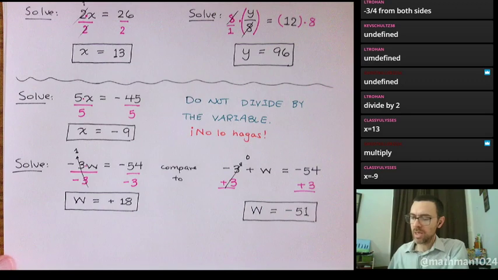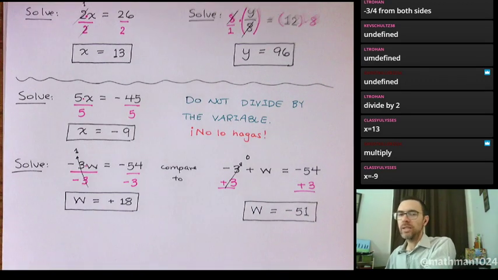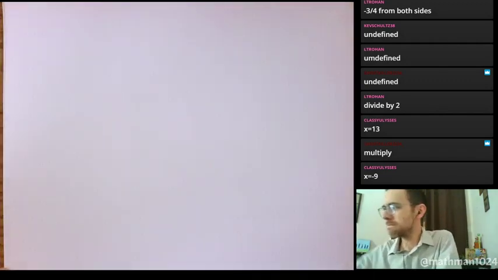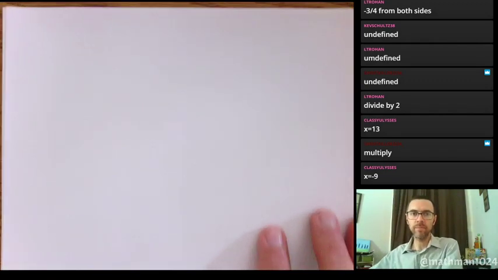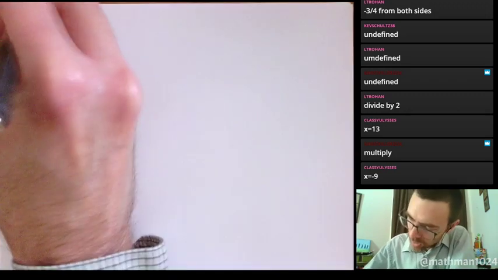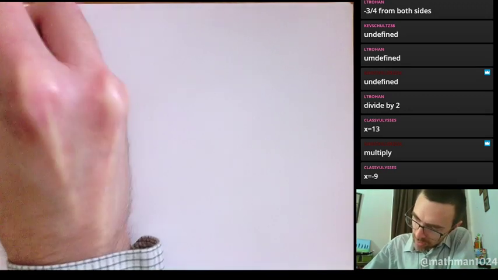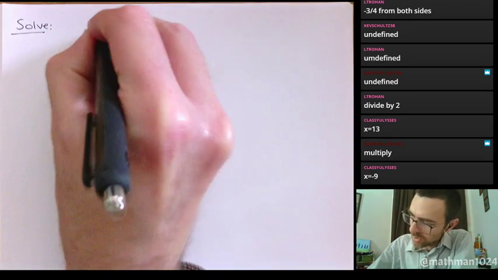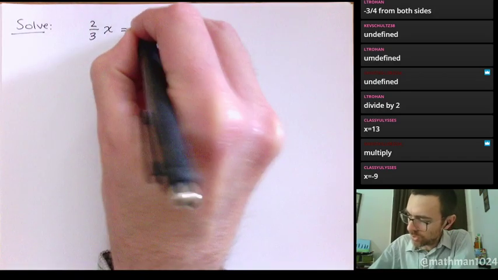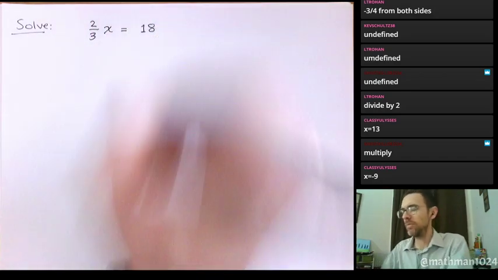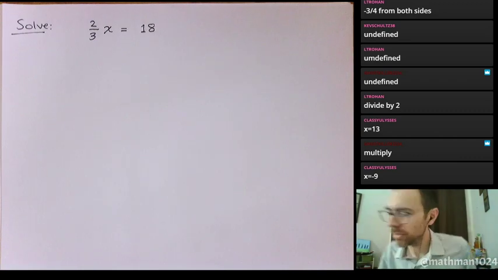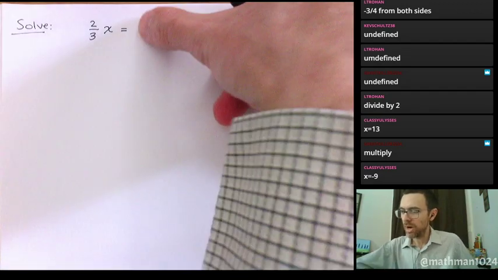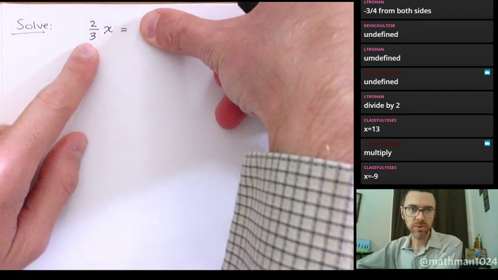Okay. And let's go on to the next page because we need to make sure we have plenty of room for fractions. All right, so let's take 2/3 x is equal to 18. So regardless of what's on the right side here, our job is to somehow get rid of the 2/3.